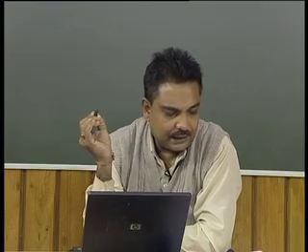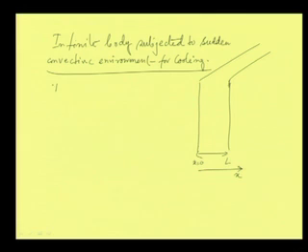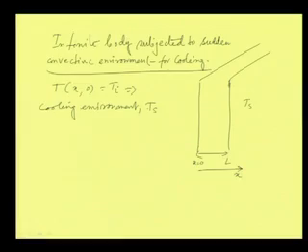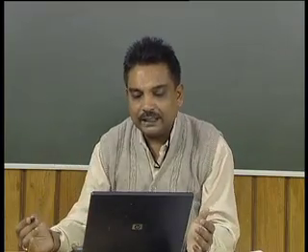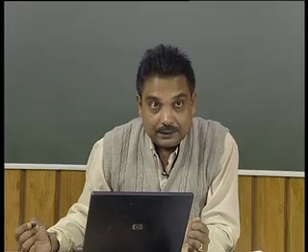Initially, the condition of this body is that its temperature T at any x, for time equal to 0, is the initial temperature Ti, and then it is suddenly placed in a cooling environment at temperature Ts. So, the surfaces are placed in a cooling environment at temperature Ts, and that surface is maintained at a constant temperature Ts. So, this is the condition.